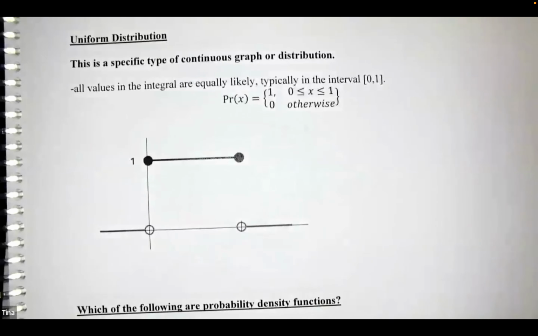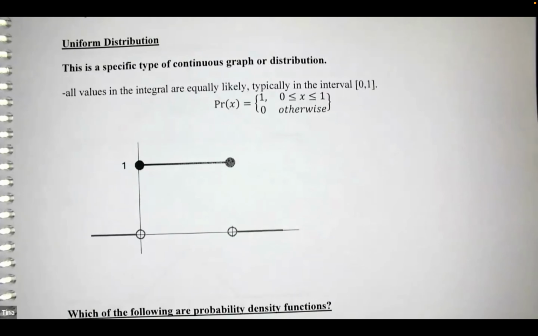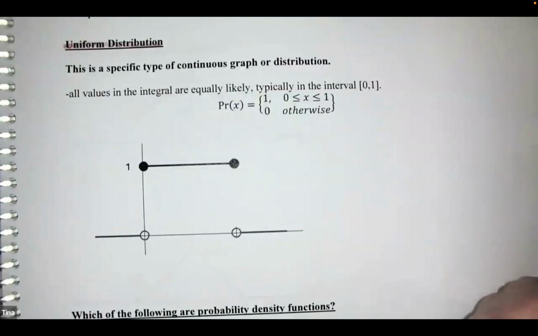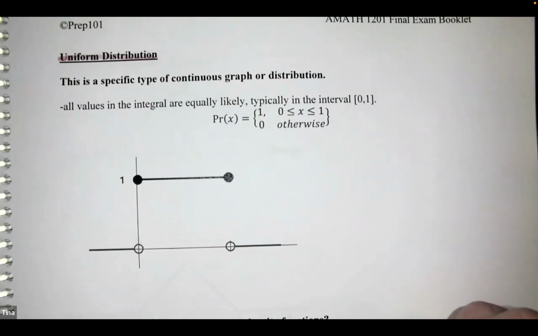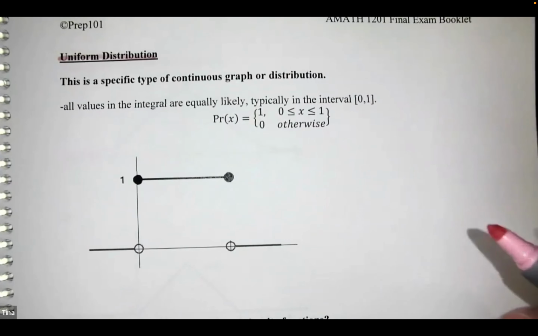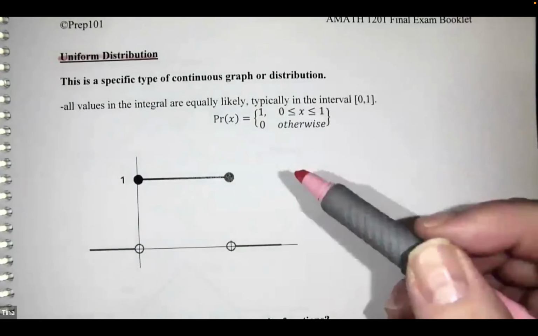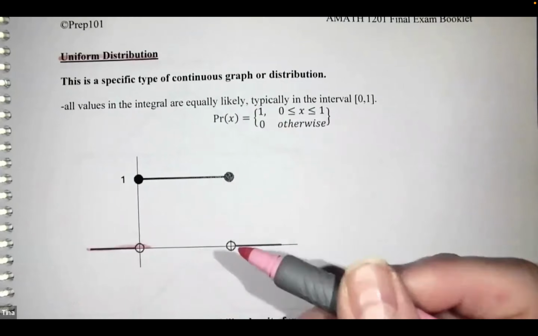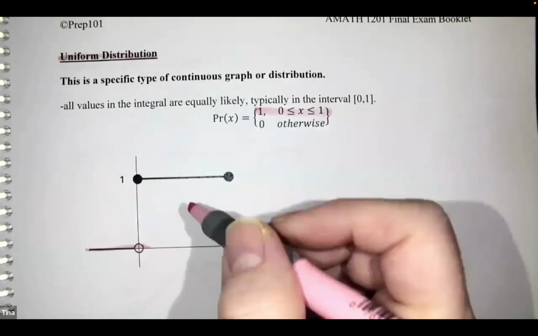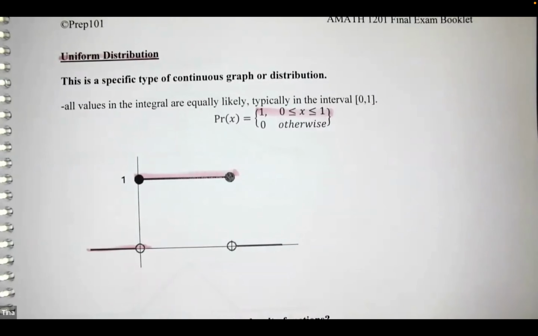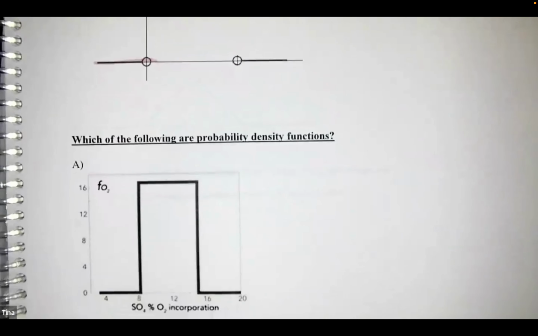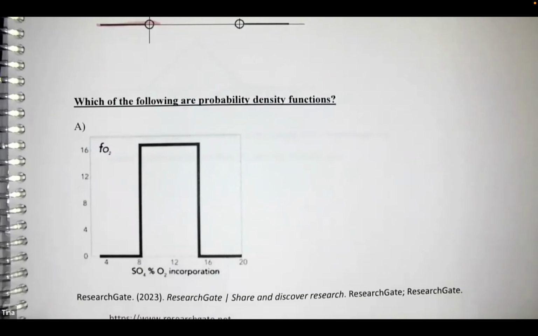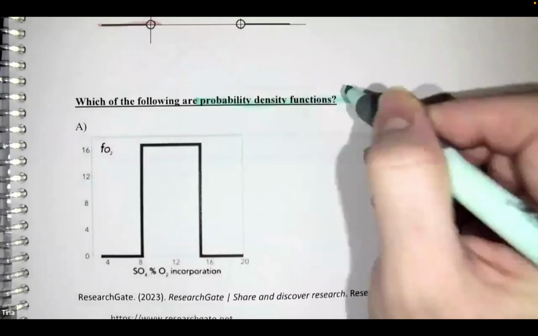So a specific type of continuous graph is, of course, the uniform, right? I talked about how it looks like a rectangle. In terms of the cumulative, if we just look at the uniform graph from 0 to 1, then it's 0 over here, and then between 0 and 1, it's just at a height of 1. Okay? So which of the following are probability density functions?